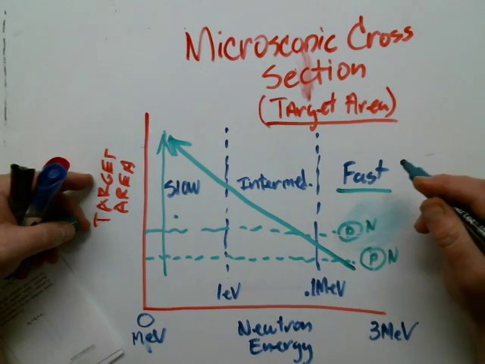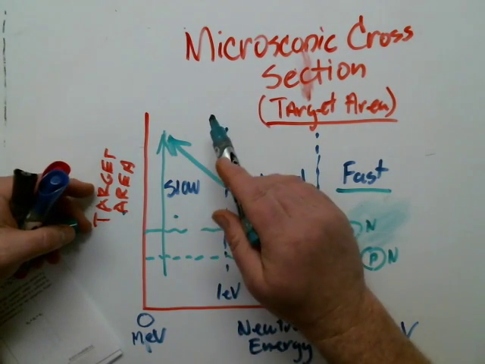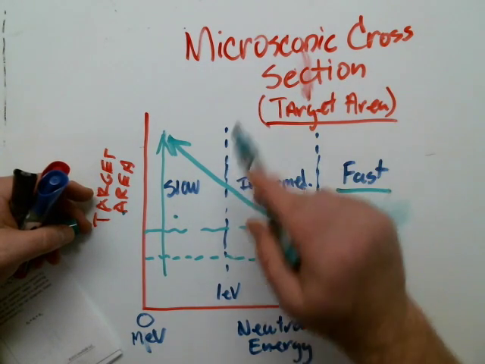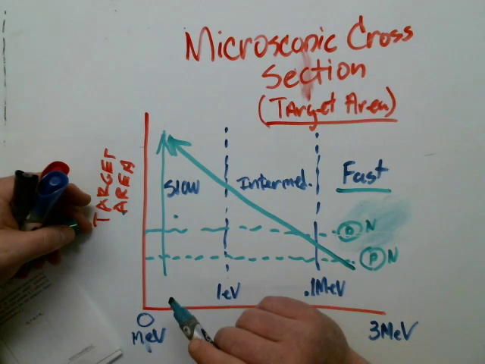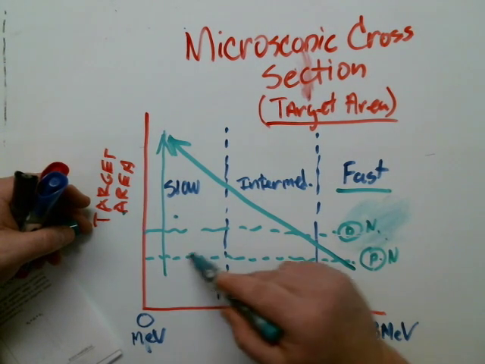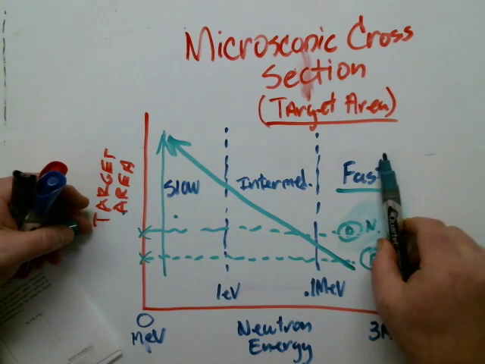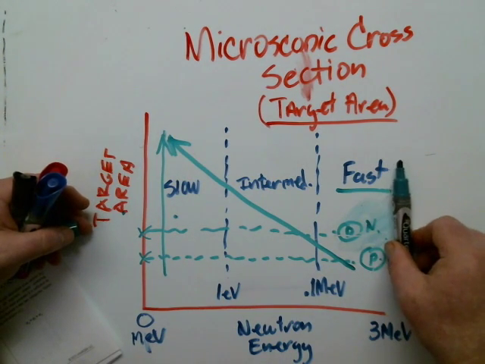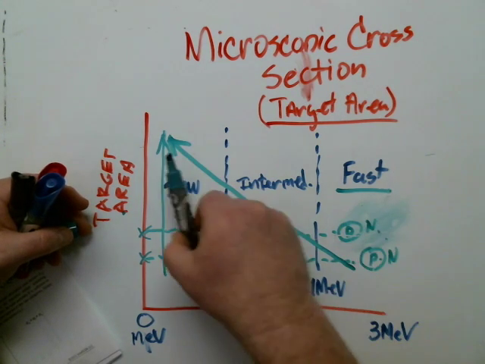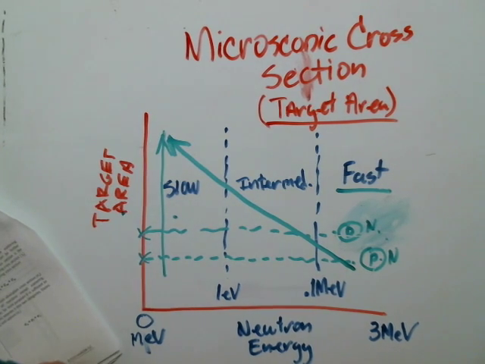So that another interaction can occur. Because if I said the target area is the probability or microscopic cross-section, which means the probability of an interaction occurring with a neutron, you can see while it's in the fast energy spectrum, the probabilities are kind of low. So somehow I'm going to have to remove the energy of the neutrons from the fast energy spectrum, 0.1 MeV or higher, to the slow energy spectrum. And that's what this is all about on this page.